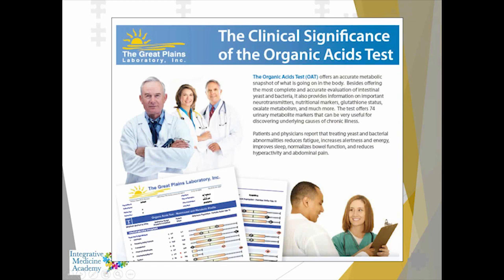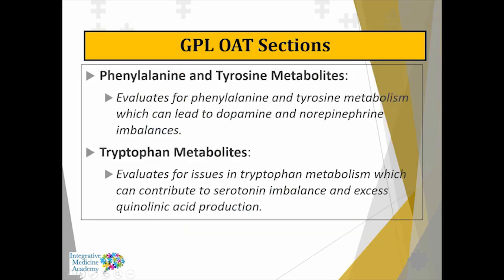So the organic acids test is a very comprehensive profile. It has a lot of moving parts, and there are a lot of sections on this particular test. We're going to delve into the neurotransmitter section, which is actually broken into two parts. It has the phenylalanine and tyrosine metabolites, which are linked to dopamine and norepinephrine production, and epinephrine too. And then the tryptophan metabolites, which are linked to serotonin production, but also linked to something called quinolinic acid. We'll talk about that shortly.